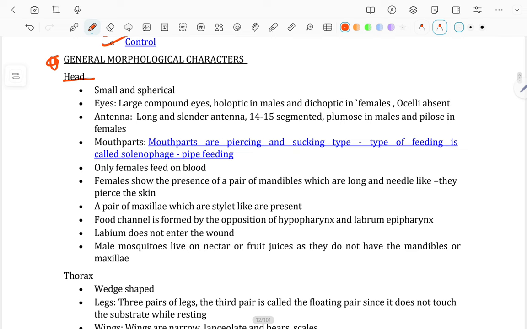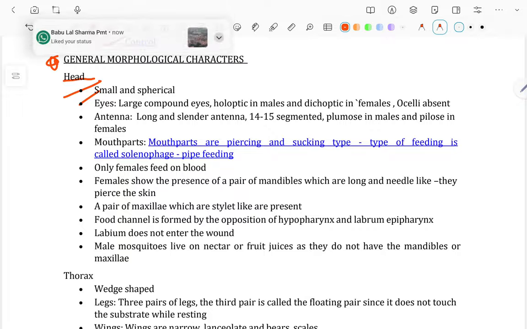General morphological characters. Head: small and spherical. The eyes are large compound eyes, holoptic in the male and dichoptic in the female; ocelli are absent. The antennae are long and slender, with 14 to 15 segments, plumose in the male and pilose in the female. Mouth parts.